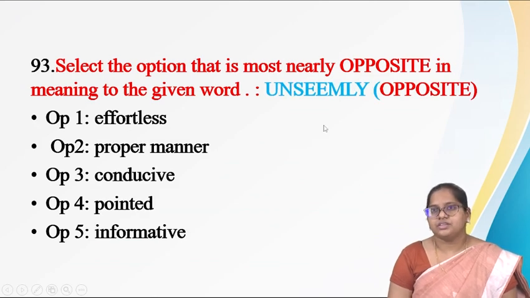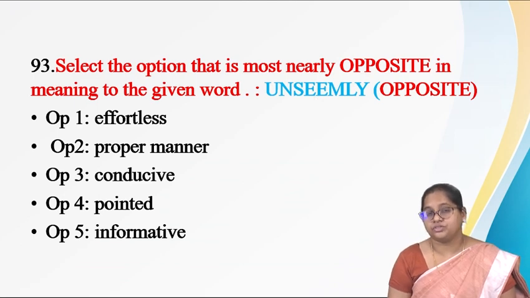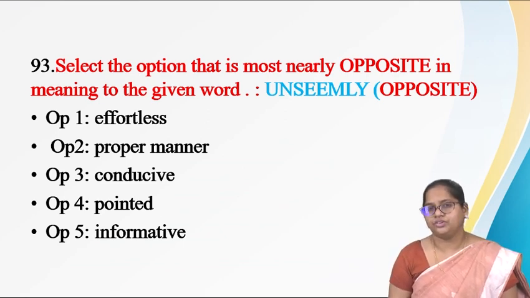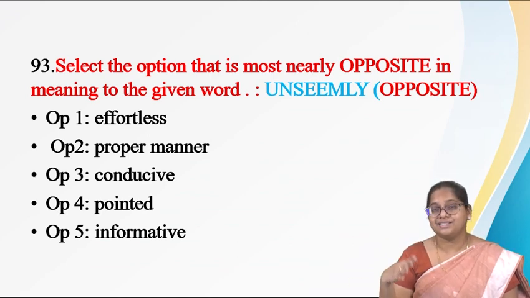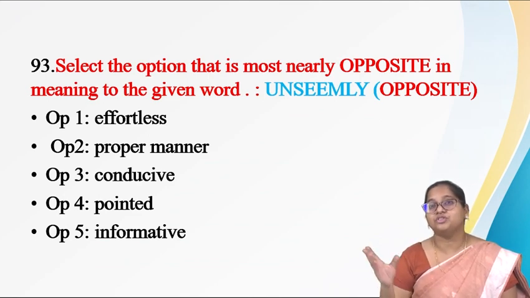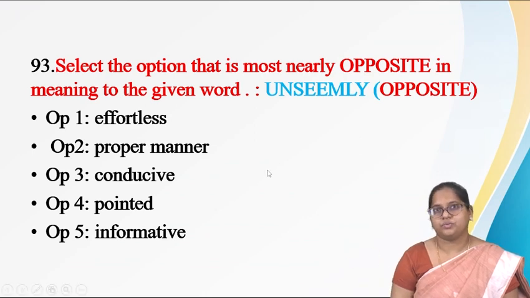Next question. Select the option that is most nearly opposite in meaning to the given word. Unseemly, not very properly appearing. What is the opposite of the word? Effortless? No, it is nothing to do with that. Proper manner? Hold on. Conducive? Is it to do with comfortability? No. Pointed? Nothing to do with it. Informative? No, it's nothing related to information. But proper manner. Unseemly means not proper, and proper manner is the opposite.